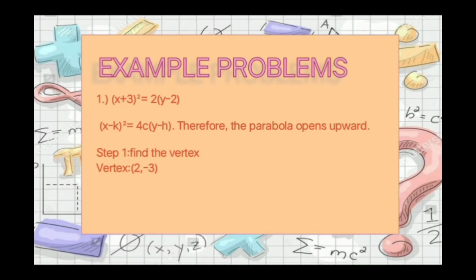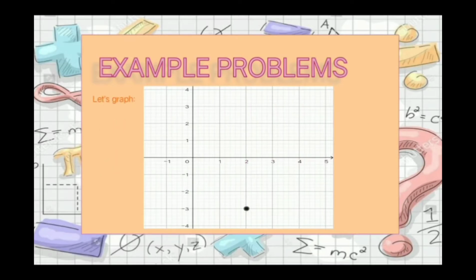Since we already know the direction of the parabola, let's start finding its coordinates. Step 1. Find the vertex. Since the equation is in vertex form, the vertex will be at (h, k). Our h is 2 and our k is 3. Just change their signs. For a better illustration, here's the graph. The x-intercept is 2 and the y-intercept is negative 3.